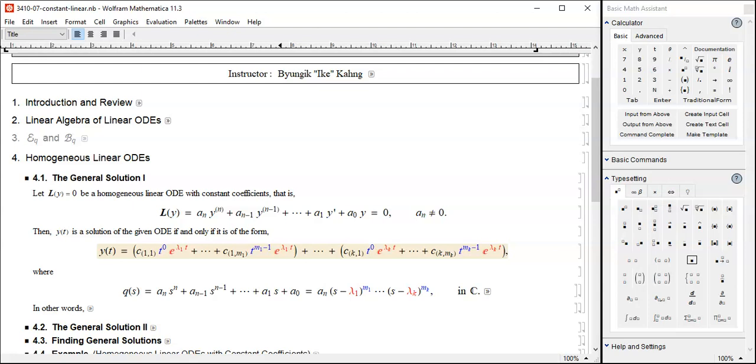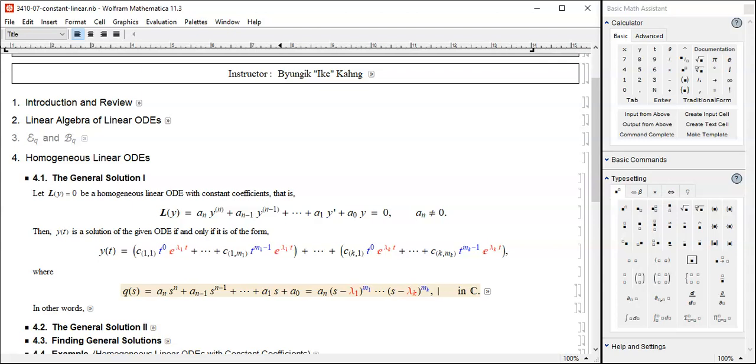Take a good look at this general solution. Please note that this is a linear combination of the functions of the form t to some power times the exponential. Where are these exponentials and powers coming from? Well, in order to help you understand, I did some color coding. They're all coming from the characteristic polynomial, or more precisely speaking, the factorization of the characteristic polynomial.